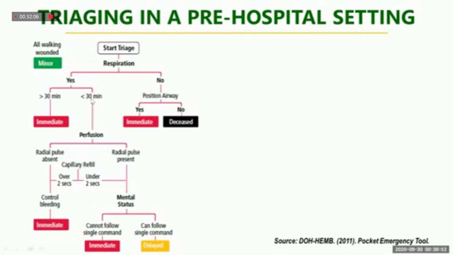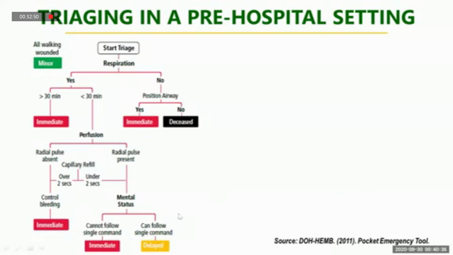But if you have a patient who is not breathing really fast and you have a pulse which is present, you now check for your mental status, and you can provide some directions. You can ask the patient's name. If the patient is somewhat confused and cannot follow a single command, you tag this as red. But if the patient can follow a single command, however he or she is not ambulatory, you can tag this as yellow.